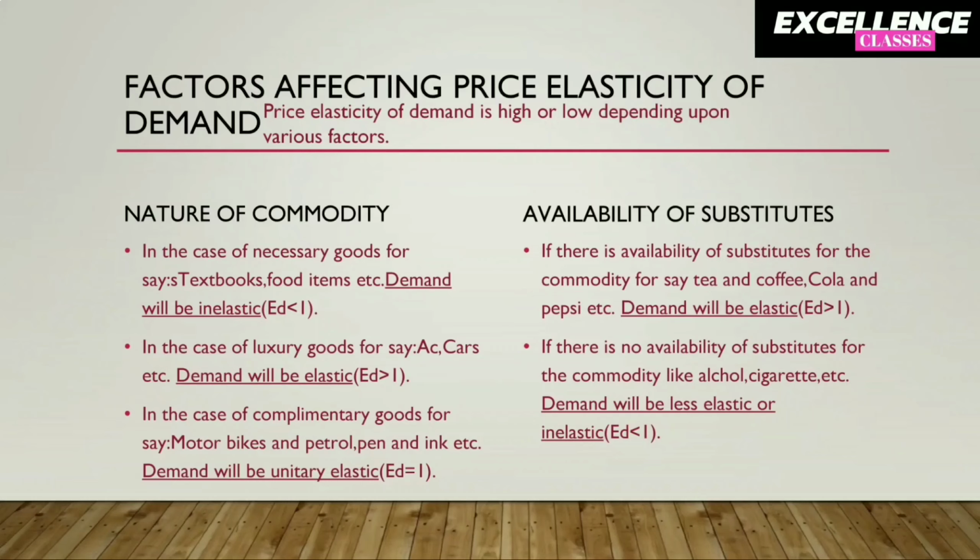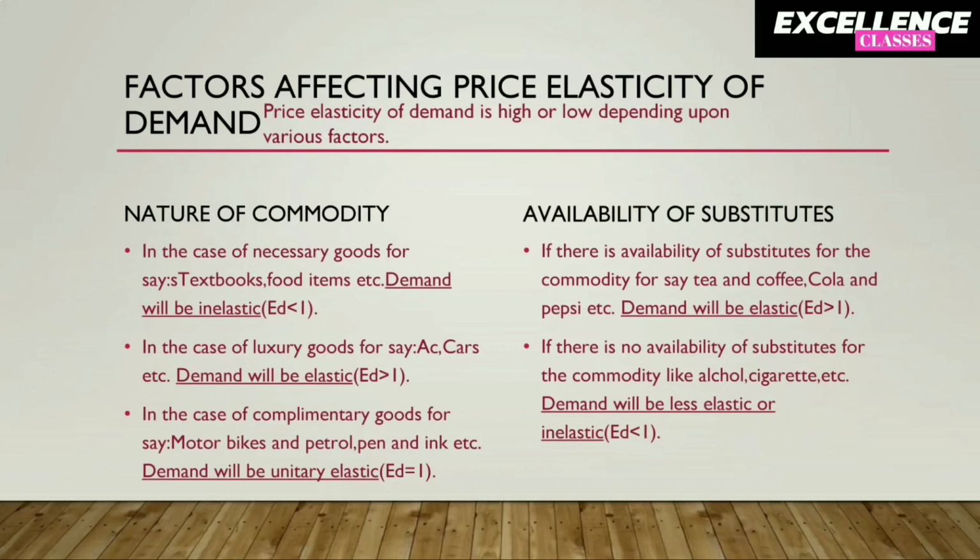On the other hand, in the case of luxury goods, for example AC, cars, etc., demand will be elastic because a slight change in the prices of these goods may attract more consumers who can now afford these goods. In the case of complementary goods, for example motorbikes and petrol, pen and ink, etc., demand will be unitary elastic, which means that there will be a proportionately equal change in the quantity demanded of a commodity owing to a change in the price of the commodity.